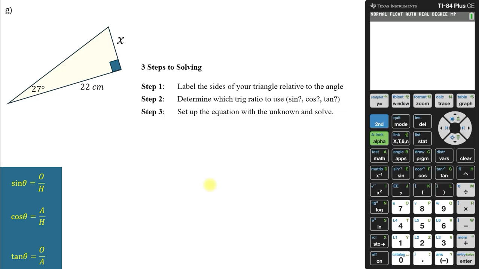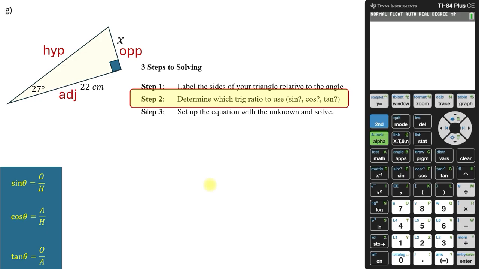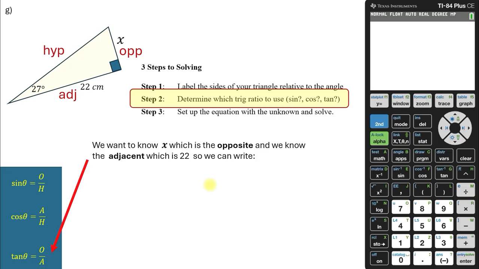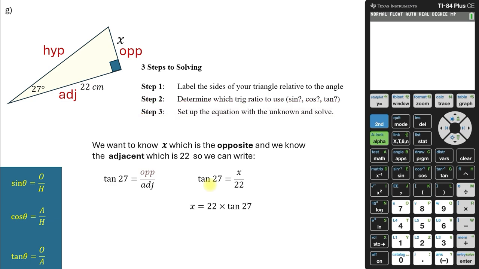Question G, our reference angle is 27. So relative to that, there's our labels. We're being asked to find x with the opposite, and we're given the adjacent. So our opposite and adjacent will refer to our tangent trig ratio. So we'll write the tan of 27 equals opposite over adjacent. The tan of 27 equals x over 22. Cross multiply. X equals 22 times the tangent of 27.